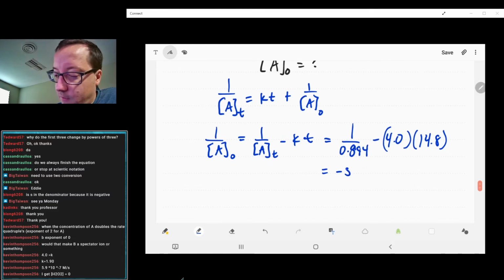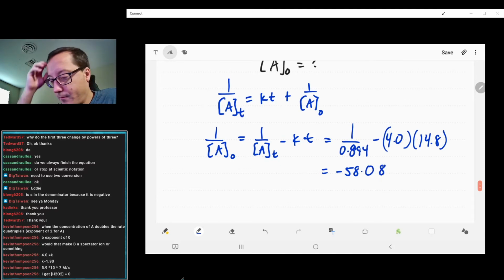We get negative 58.08. That's already not a good sign. We shouldn't have a negative concentration. Wait, did I do that wrong? I don't think I did. Well, let's see what happens.